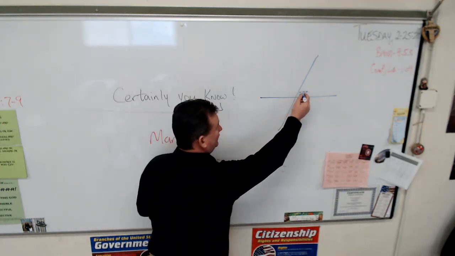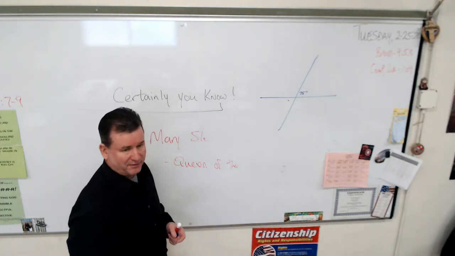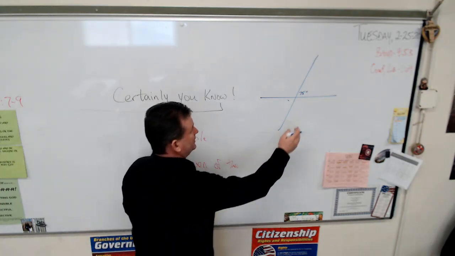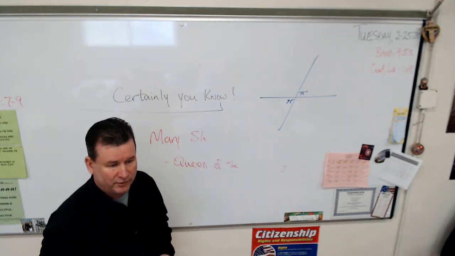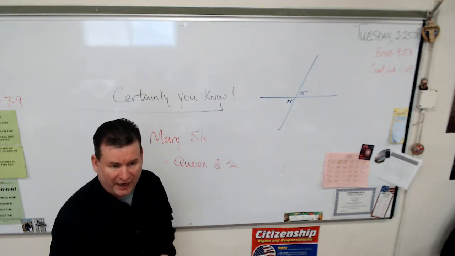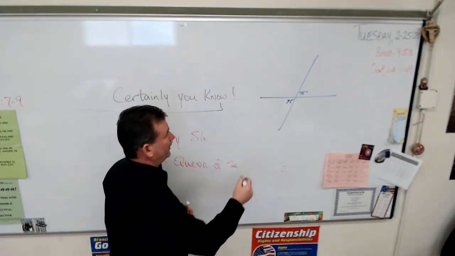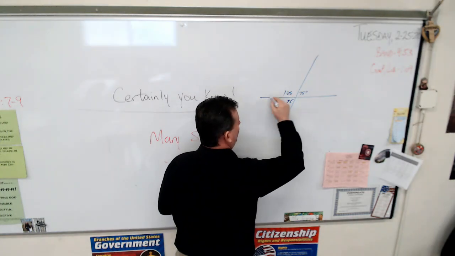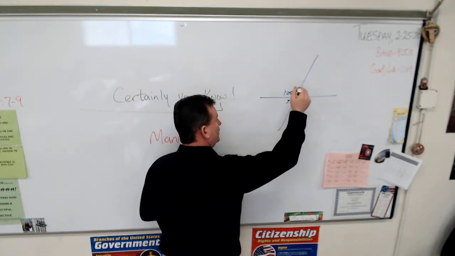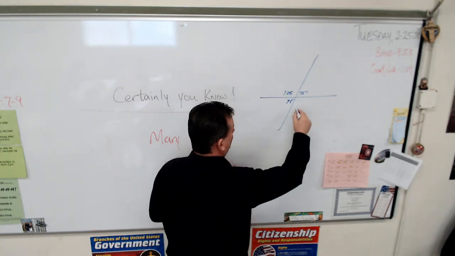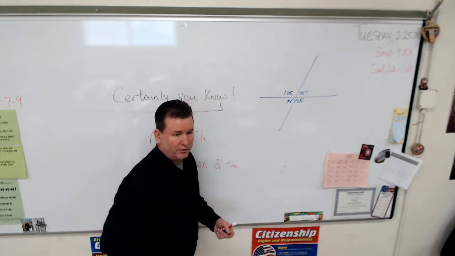If this is 75, what's that got to be? 75. And if this is 75, what's this got to be? 105. Because 75 and 105 make 180. 180, a straight line. And if this is 105, what's that got to be? 105. Do we need to do more?